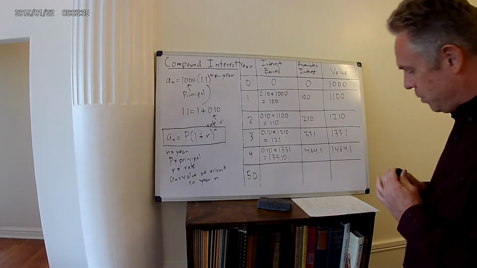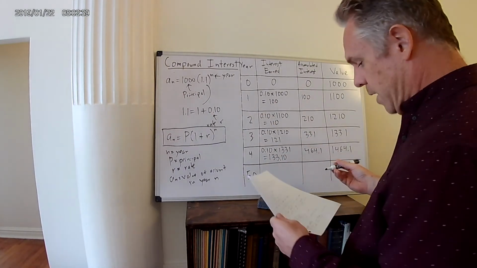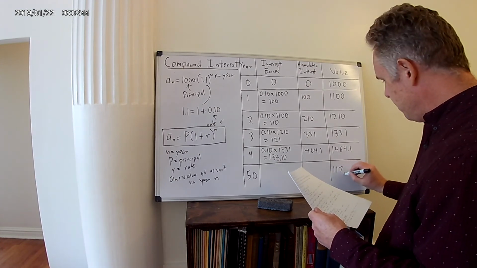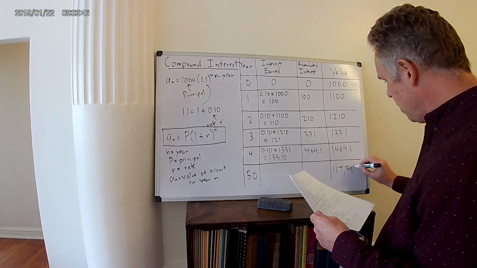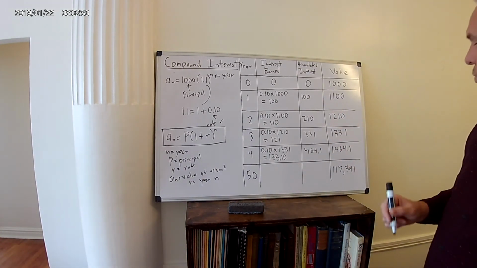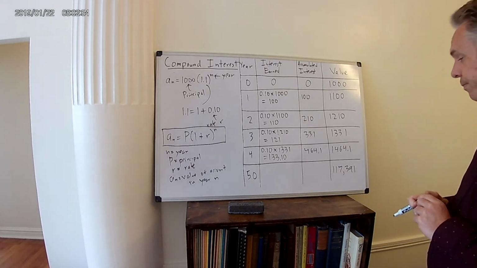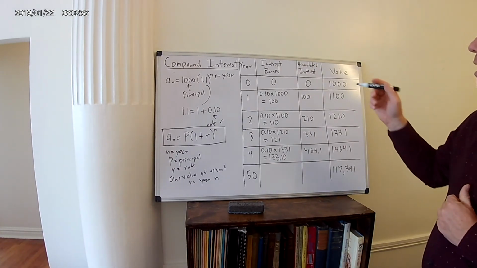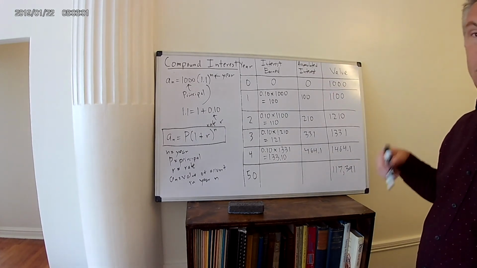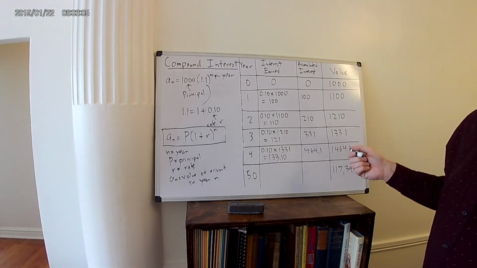It turns out, here's a shocking result. If we plug in N equals 50, so how much is the account worth in the 50th year? I'm just going to write this value over here. $117,391. This is amazing. After 50 years, this account is worth $117,391. Incredible. We started off with $1,000. We've actually multiplied our $1,000 by more than 117 times. Okay, this is the power of compound interest.